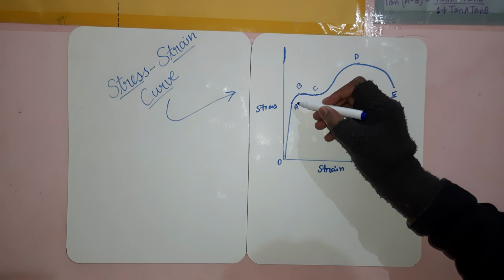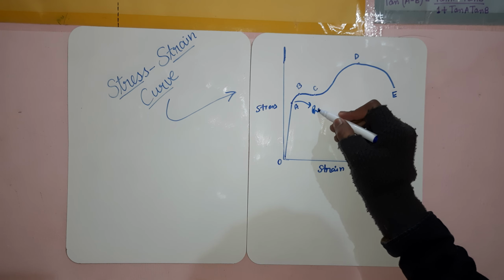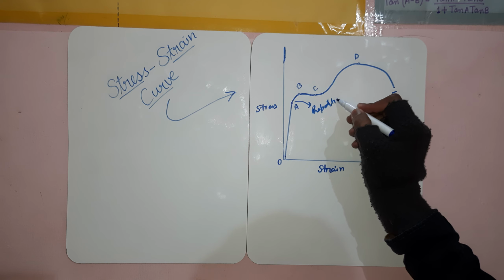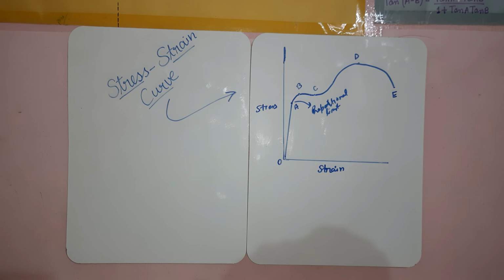At point A, this point is called the proportional limit. In this region, the wire is perfectly elastic from O to A. Perfectly elastic means if we stretch a wire by applying a deforming force, the wire will be stretched, but after removing the deforming force, the strain will be negligible and the wire will return to its original, initial position.